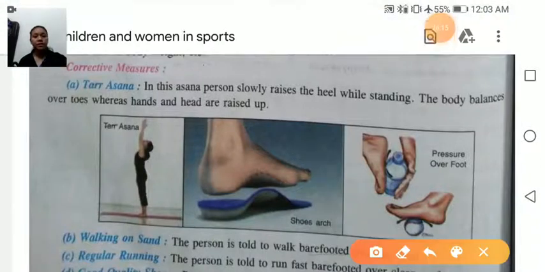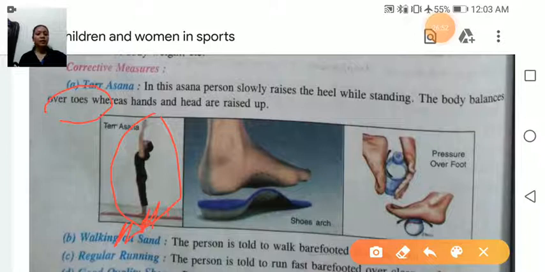Tadasan, okay, Tadasan with full stretch. In this asan, the person slowly rises while standing. You have to raise your heels. Rise the heels while standing. The body is balanced over the toes. Balance your body on the toes, whereas hands and head are raised up. In this Tadasan, you have to balance your body over the toes. Heels should be raised.